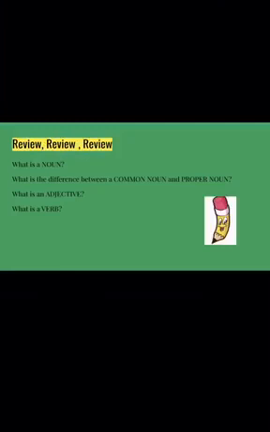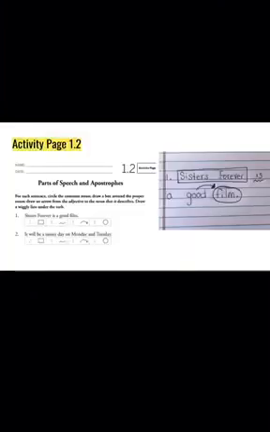Okay? And what is an adjective? An adjective is a describing word. Old, new, young, things like that. Okay? Color of something. What is a verb? Verb is an action word. Okay, let's go ahead and go on to our next slide.